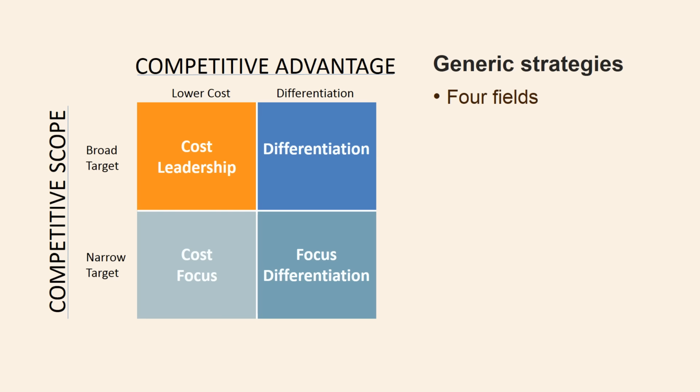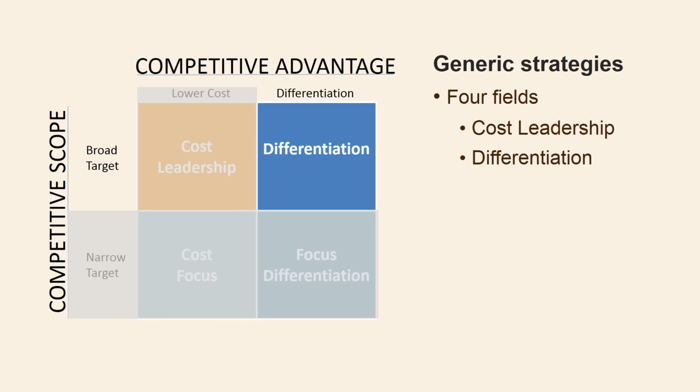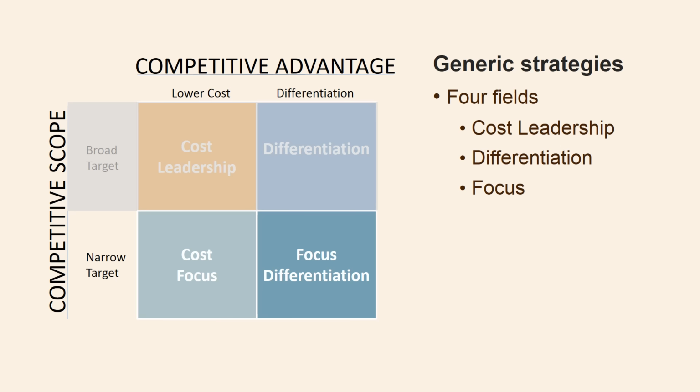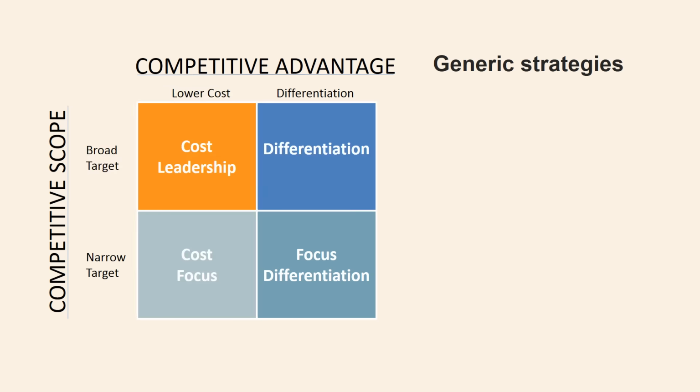These 2x2 subcategories create a model with 4 fields. These are cost leadership, differentiation, and 2 focus areas, which are cost focus and differentiation focus. Each field is reviewed in the following sections.